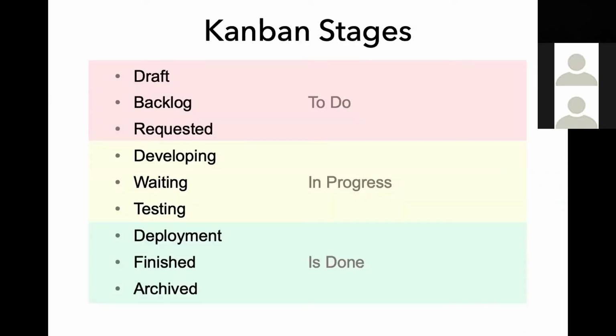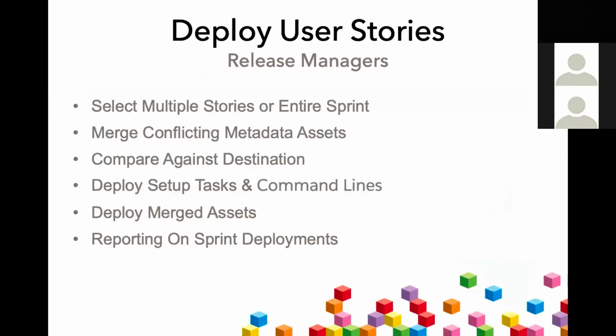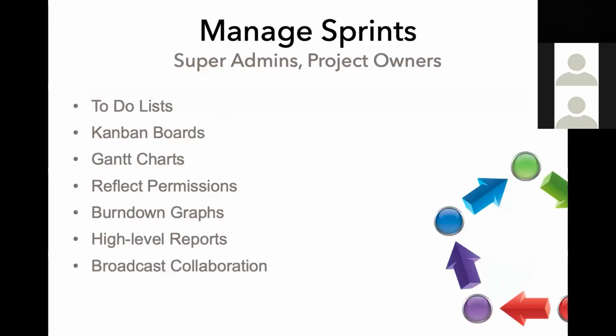So these three Kanban stages, to do, in progress, and is done, map pretty nicely to the three new interfaces we've provided in Snapshot. The three new interfaces are to manage the sprints, to update the user stories, and to deploy the user stories. It starts out with managing the sprint. That's when you put the sprint together, create the user stories that are needed, probably pulling them out of the backlog, and then assign them out to developers. That's all the job of a super admin or a project owner, whoever that's going to be.